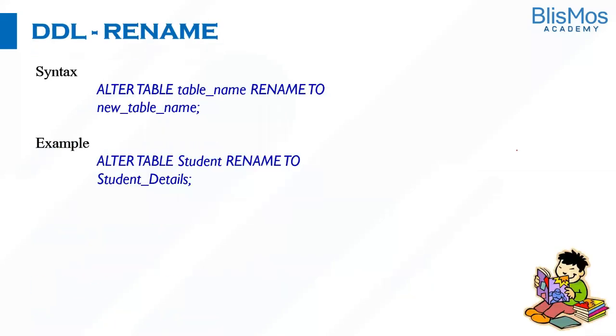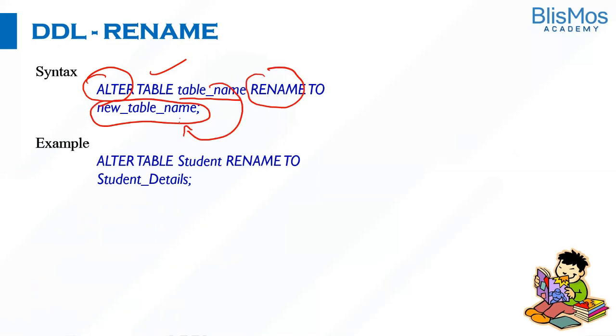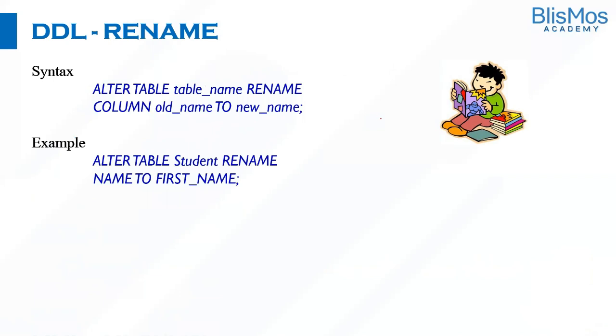How do we do it? What is the syntax for that? All we have to do is say alter table, provide the table name you want to rename and mention the name to which you want to change the name. So look at the example here. This is the syntax and this is the example. The example here is we are trying to rename the student table as student details by using alter table and rename.